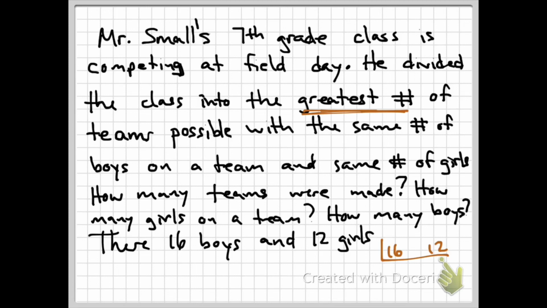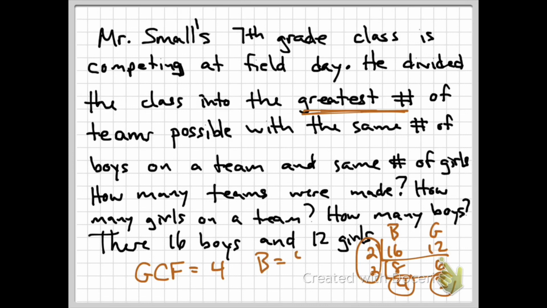All right, let's go with 2. We'll start even. 8, 6. 2 works again. So then we have 4, 3. All right, and we got to stop there because there's nothing else because we are looking for GCF. So the greatest amount of teams we could have is 2 times 2 is 4. And this was the boys. This was the girls. So all the work is done. Boys equal 4. Girls equal 3.